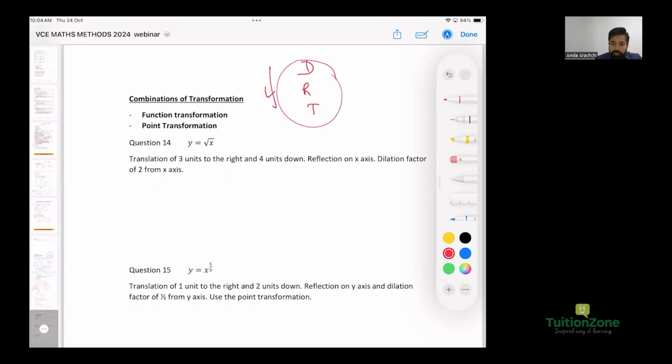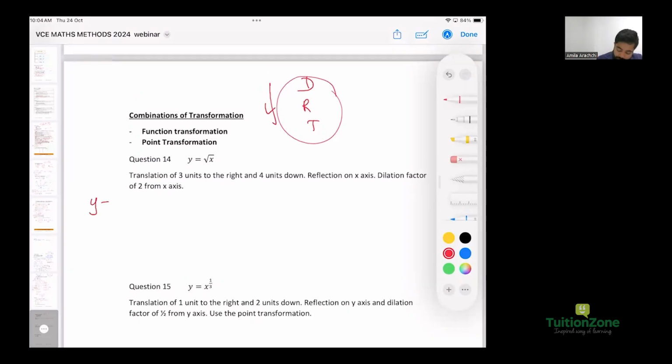So translation of 3 units to the right. What's going to happen usually? The technique wise, write the equation y is equals to root x. And simply your x becomes x minus 4, which is y is equals to root x minus 4. And then 4 down as well. Oh, sorry, my bad. It's the 3 to the right. Not 4, 3. And then 4 down. So take away 4.